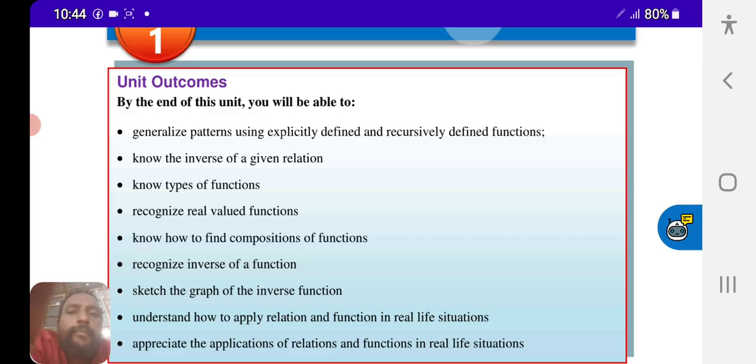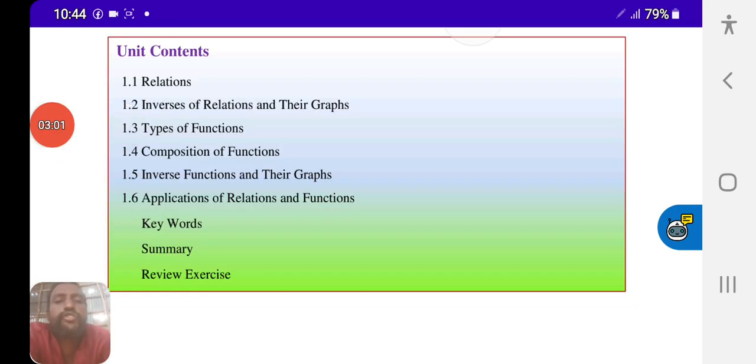Okay, students, the main contents of these lessons: the first one is relations. Then we will see inverse of relations and their graphs, then types of functions, then composition of functions, then inverse functions and their graphs. We will also see applications of relations and functions, and the keywords. You must understand the keywords, which are very important, and we will summarize, and then we will do a review exercise.